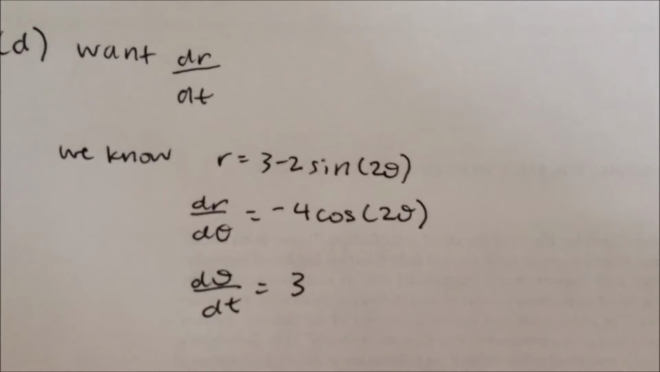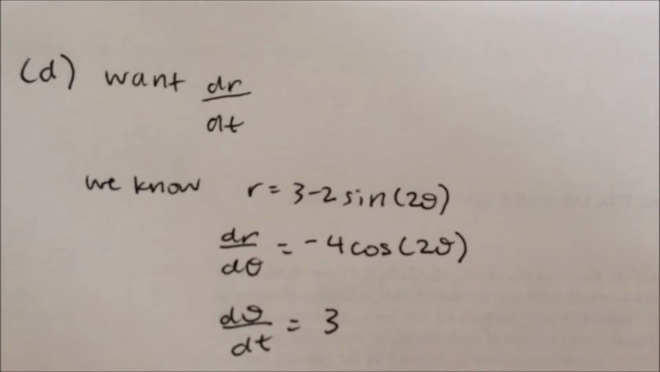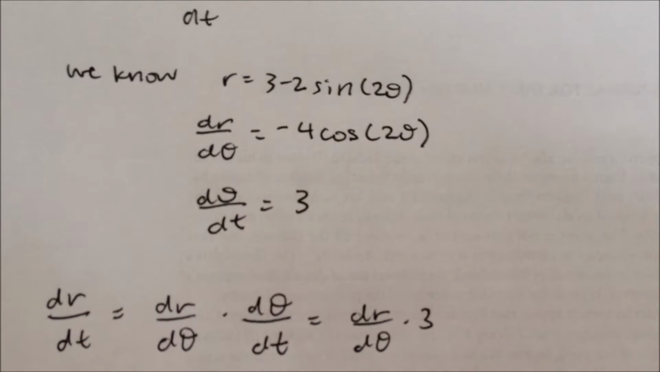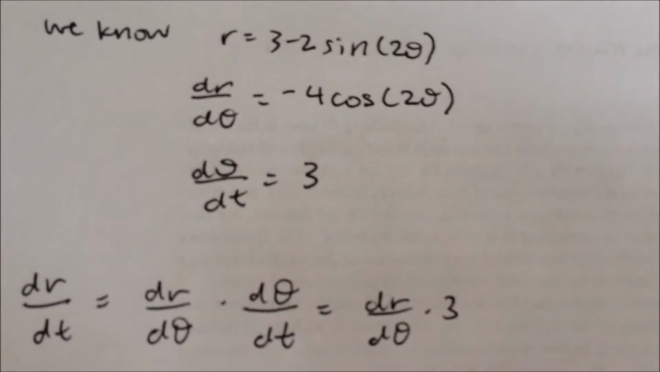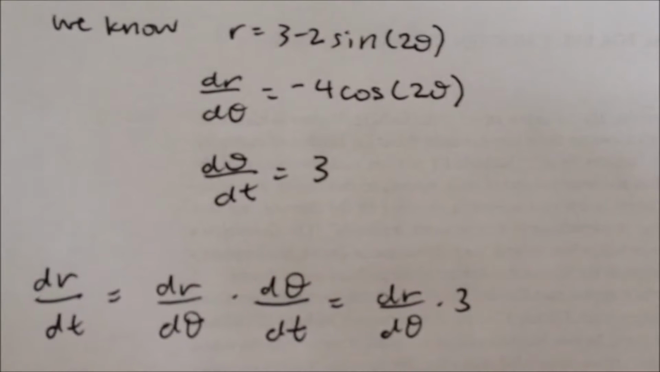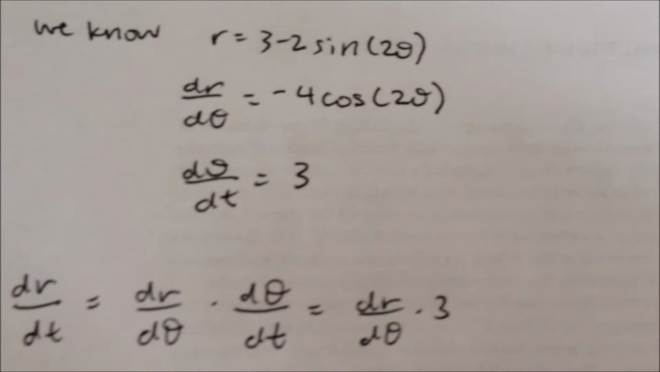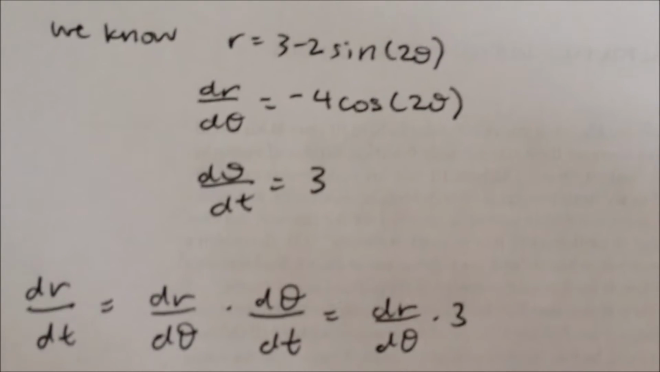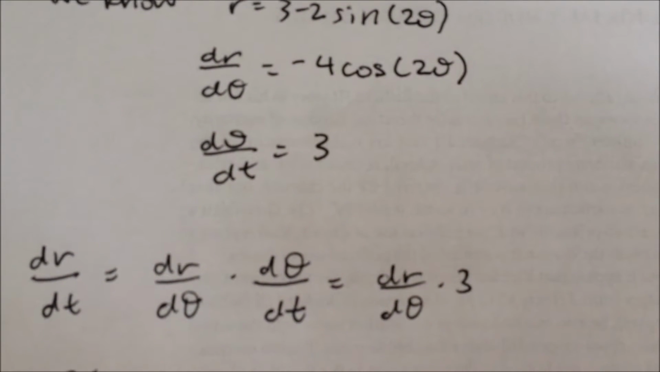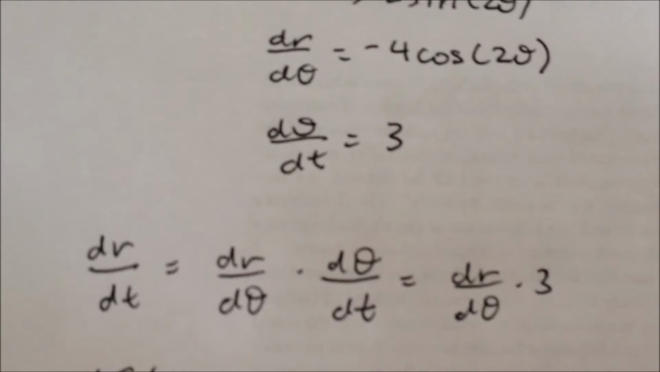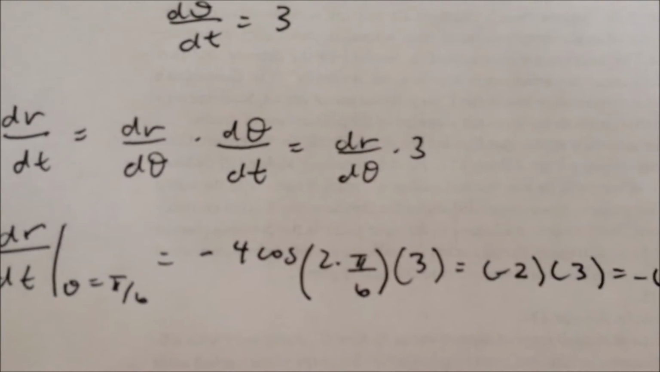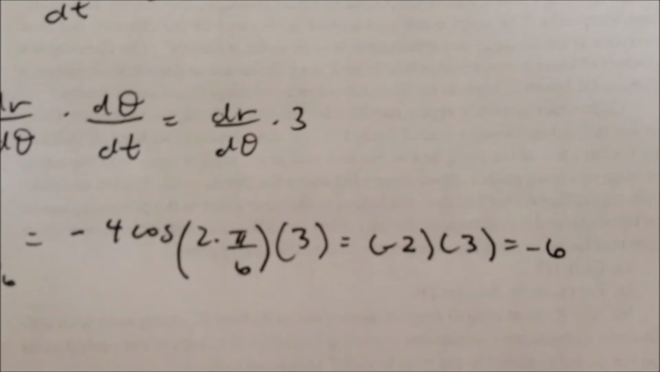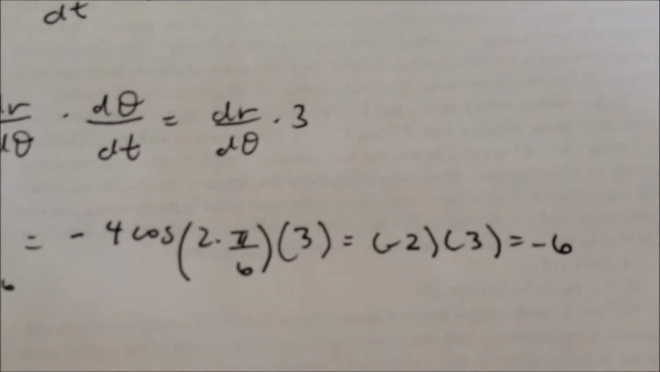So if you sort of just think about it, dr over dt is equal to dr over d theta times d theta over dt, because those d thetas will just cancel out and you get dr over dt. And you can sort of just think about that by evaluating what you have and trying to manipulate that into getting what you want. So you get dr over d theta times 3 is equal to dr over dt, and we can just evaluate dr over d theta at theta equals pi over 6, and you end up getting negative 2 times 3, which is equal to negative 6.